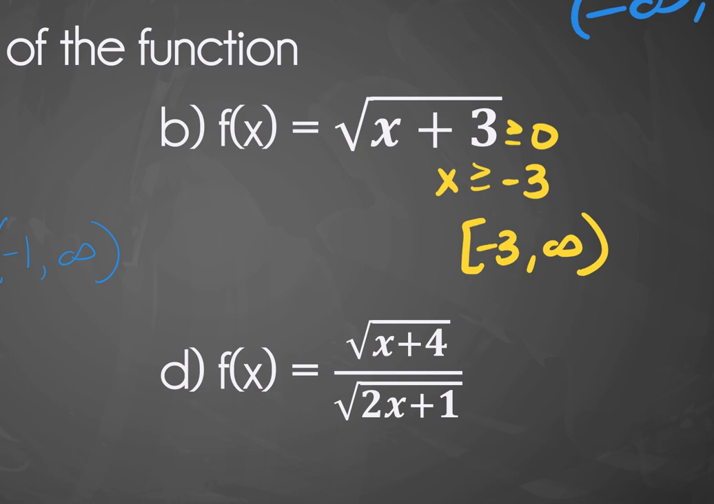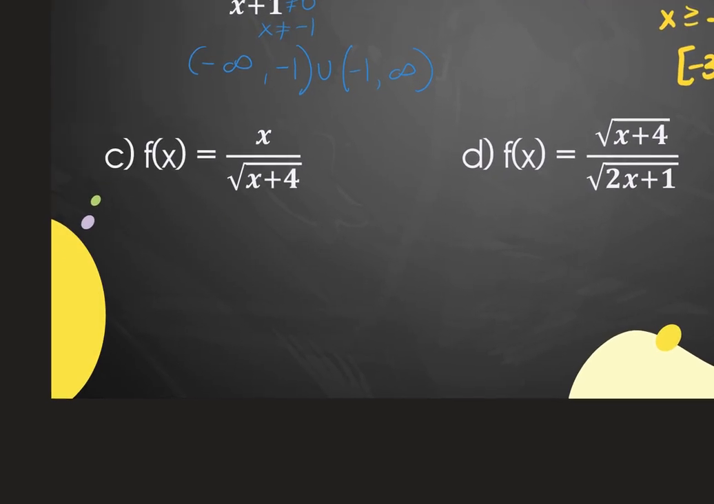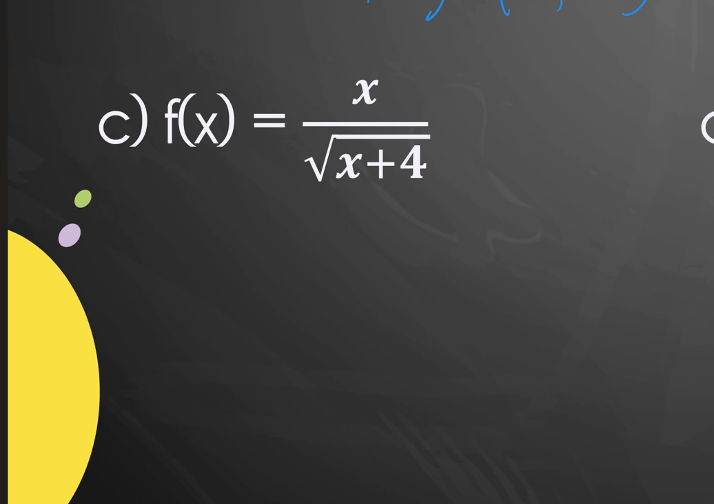Questions on that one? Okay. C. Now I've got a square root in the denominator, right? So how does that change things? Yeah, it now can't include 0. So I'd say x plus 4 has to be greater than 0. x has to be greater than negative 4. And in interval notation, that starts at negative 4, goes to positive infinity. And the negative 4 gets a parentheses because it can't include it.